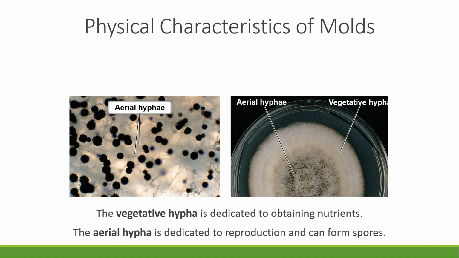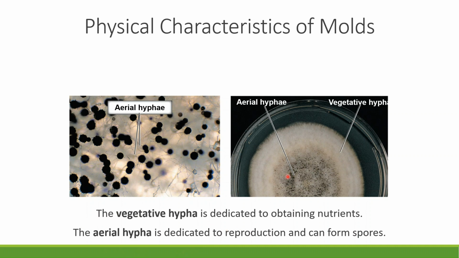There are a couple different components of these hyphae that you need to be aware of. There are vegetative hypha, and these are the ones that are going to be embedded in whatever is providing that organic matter, the medium for that organism. And then we have aerial hypha, and these are the ones that protrude outside of it, above that medium, and are used for forming spores.